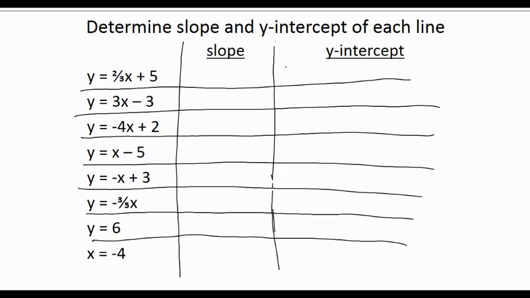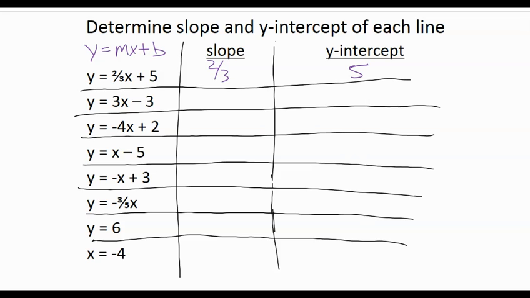So if we're given an equation, we can look at that equation and find the slope and y-intercept. So if I look at my first one, y equals 2/3 x plus 5, my slope, that's the term that's in front of the x. That's the m. Because remember, this is the form. So my slope is 2/3. My y-intercept is 5. So look at the next one.